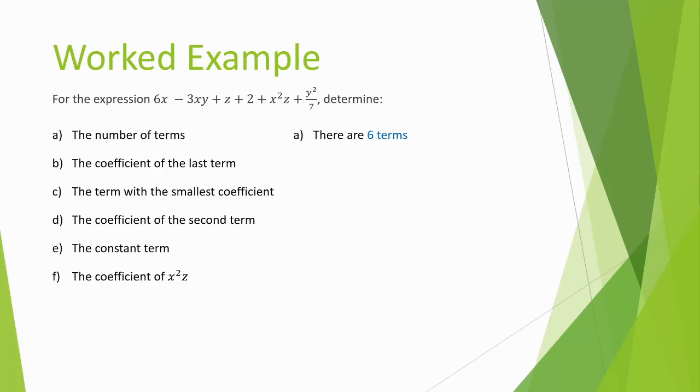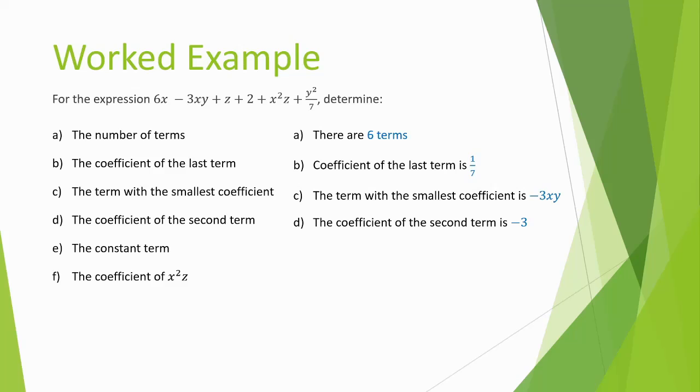Okay, the coefficient of the last term is 1 over 7, because if something is a fraction, the number 1 is up the top, so that's 1 over 7. We don't write the y squared, we just write 1 over 7 for that coefficient. The term with the smallest coefficient is negative 3xy, because when we're looking at the number line, negative 3 is into the negative, so that makes it smaller than all of the positive ones. The coefficient of that second term is just negative 3, so we have to make sure we include that sign in front of the actual term.